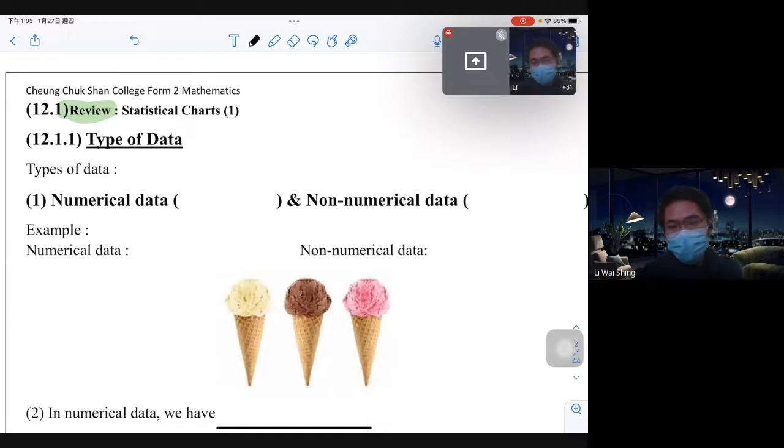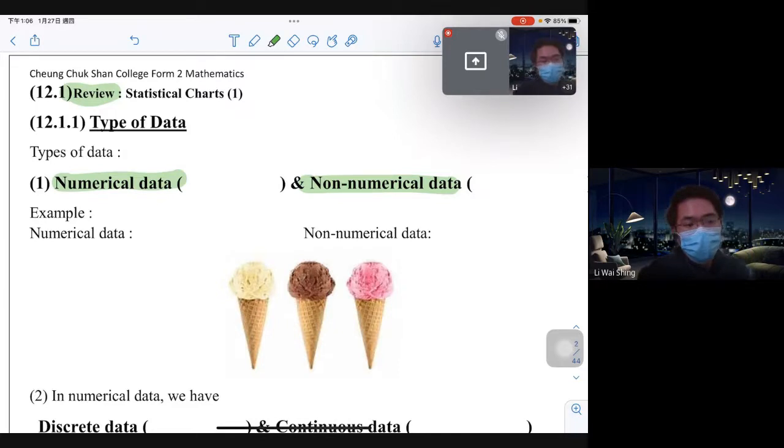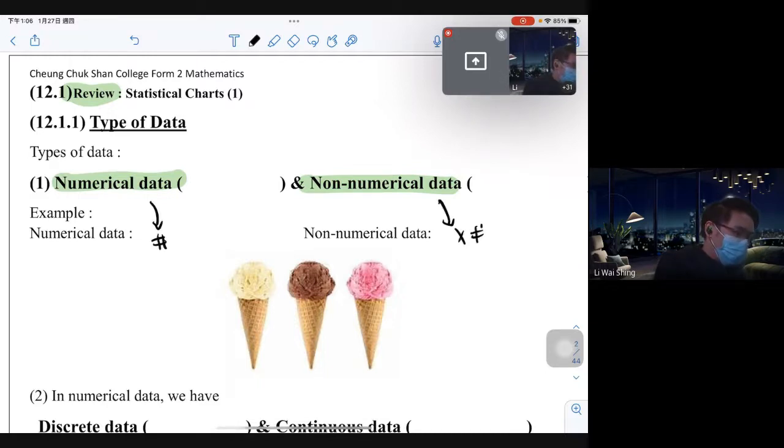Okay, so the first one, you have learned different types of data. The first one, we call it numerical, and the second one, we call it non-numerical. What are the difference? Jarvis? Numerical data, non-numerical data. One is number, one is not number. Can you give me some example?